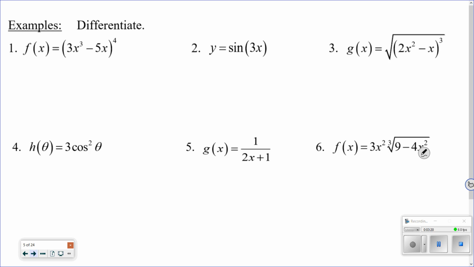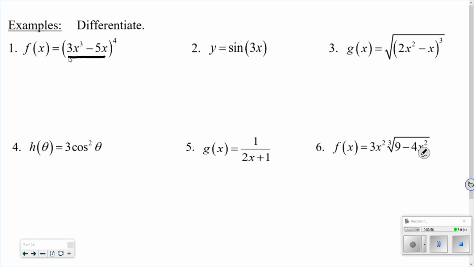So look at number 1. The way we did this before, we had to multiply that out. We had to take 3x cubed minus 5x and multiply it by itself 4 times, which would be a long, kind of painful process if we really had to do that. But instead, we're going to use the chain rule. What we look for is what's the inside function and what's the outside function. The inside function is 3x cubed minus 5x. The outside function is the 4th power.